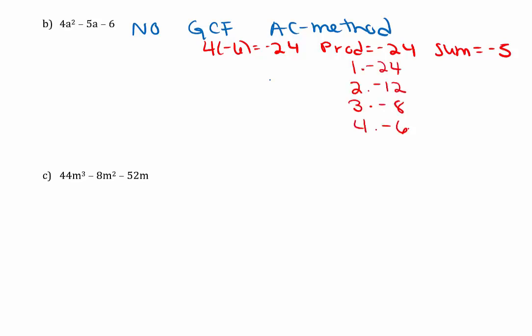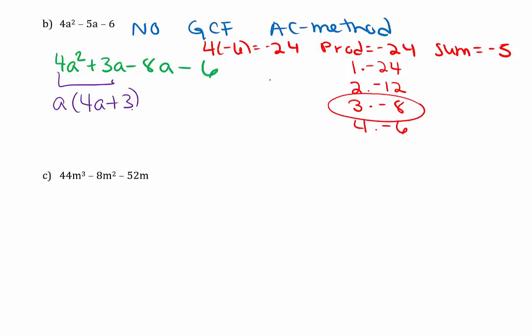So I go through and make a list of all the ways I can get a product of negative 24, and one of them, the 3 and the negative 8, add up to negative 5. So we're going to use those 2 numbers to break up that middle term. Copy down the first term. Instead of the middle term, I write plus 3a minus 8a. Copy down the last term.